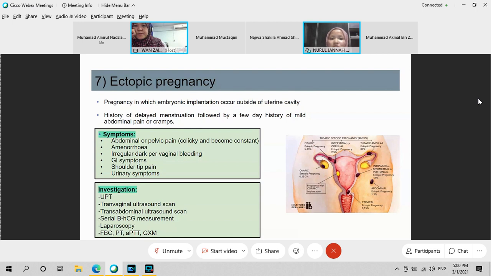So the patient may have a history of delayed menstruation followed by a 2-day history of mild abdominal pain or cramps. Some of the symptoms of ectopic pregnancy are abdominal or pelvic pain, amenorrhea, irregular dark vaginal bleeding, gastrointestinal symptoms, shoulder tip pain, and urinary symptoms. The investigations we can do to diagnose ectopic pregnancy are UPT, transvaginal ultrasound scan, transabdominal ultrasound scan, serial beta-hCG measurement, and laparoscopy. The most basic ones are FBC, RFT, LFT, and group and match.